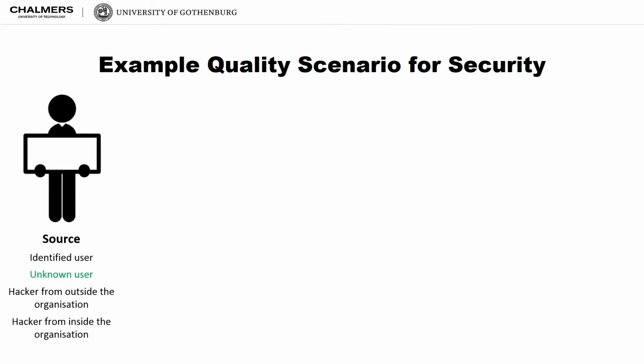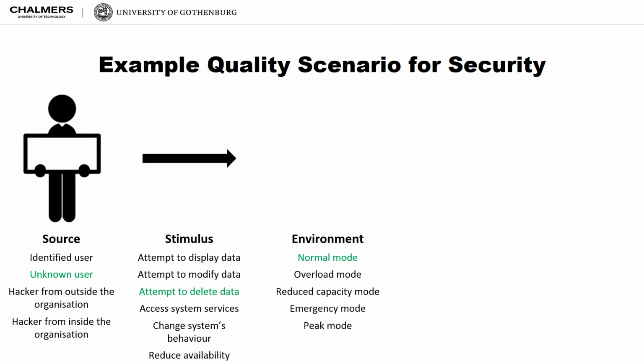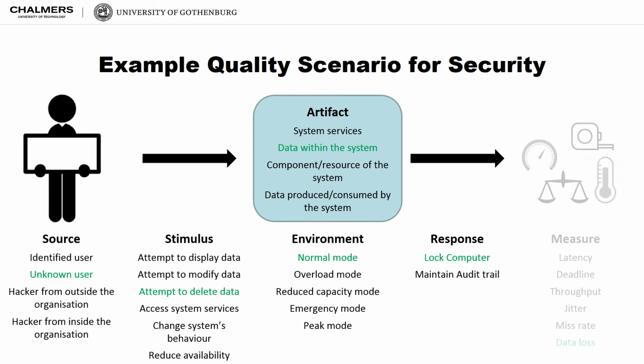Let's consider an example quality attribute scenario for security of a web-based system. An unknown human user could be a source of a stimulus, which in this case could be an attempt to delete data. In this example, the environment is the system running in normal mode, and the artifact touched is the system data stored, for example, in a database. The example response could be to lock the computer, and the response measure could be the amount and kind of data loss.